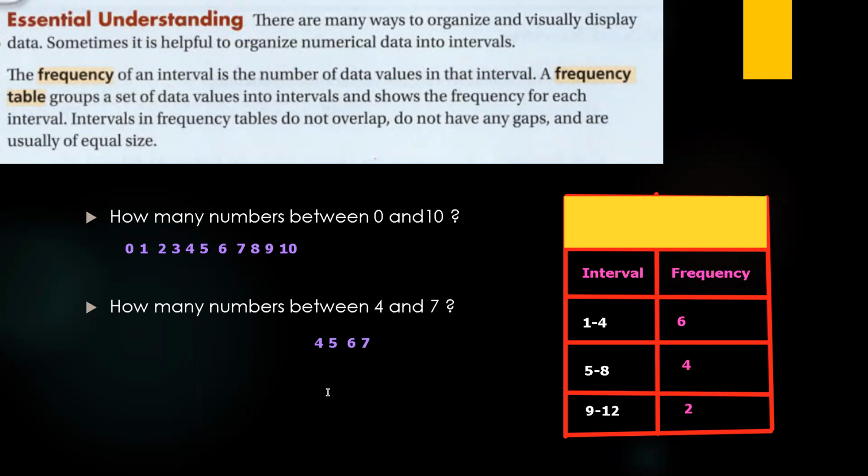Shall I count by my fingers? No. Every time I ask you how many numbers between 0 and 10, remember this formula; you will need it later on. Subtract the maximum number minus the minimum number, and then plus 1. Yes, this is the formula.